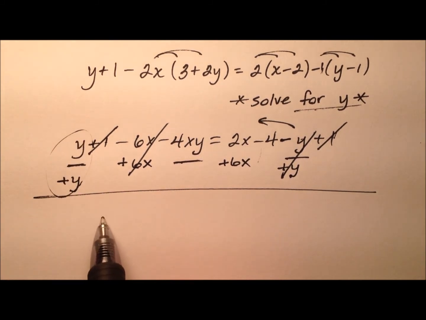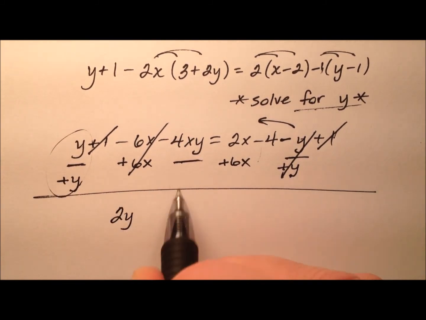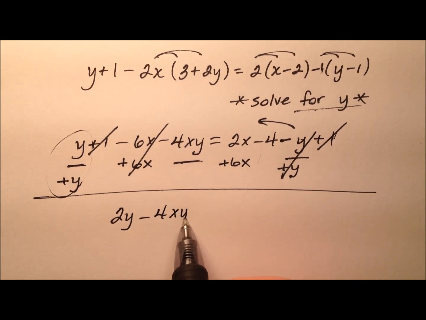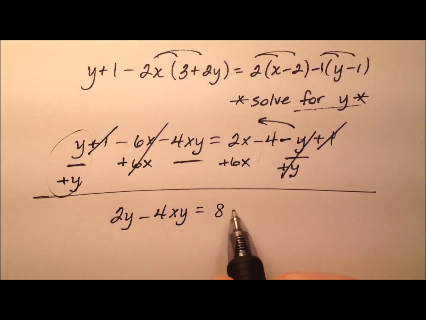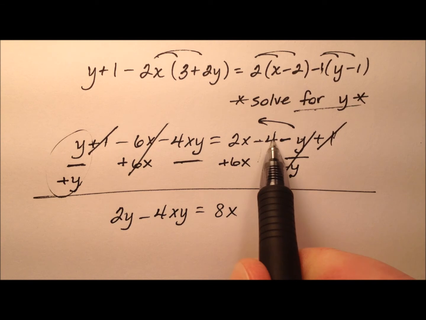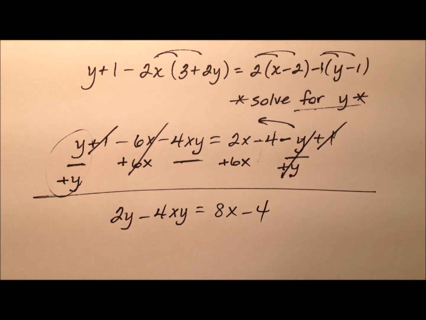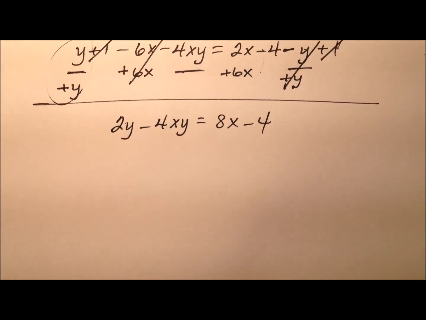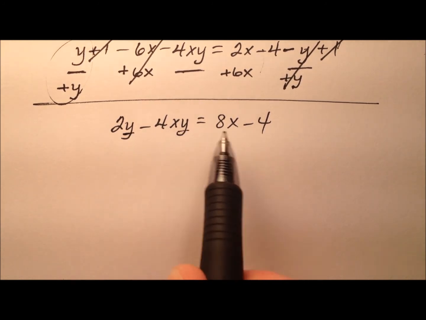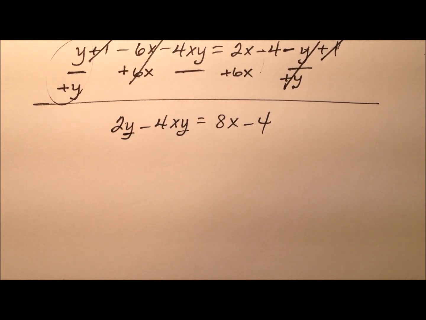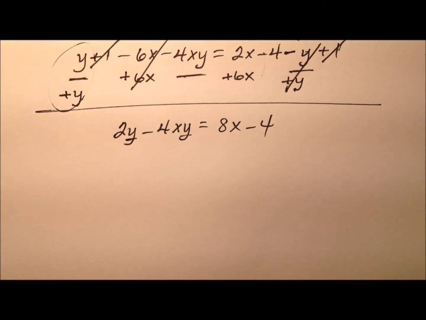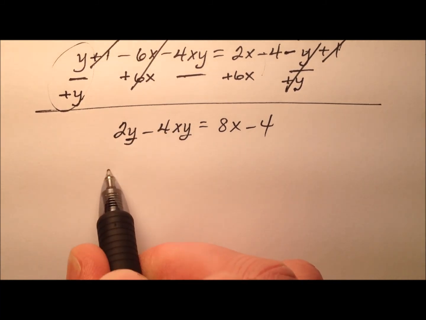It looks like y plus y is 2y, and then minus 4xy, and that will equal 8x, and then let's see, -4. So just like that. So far it looks a lot like the previous problems we did. We have a y here and a y here. Once again, they're not like terms, so I cannot combine them. So I'll have to factor the y out.